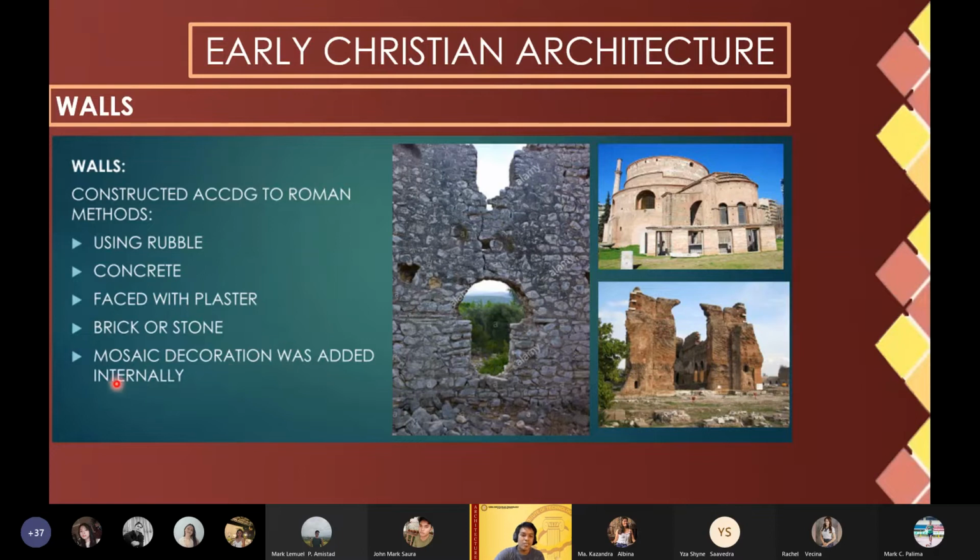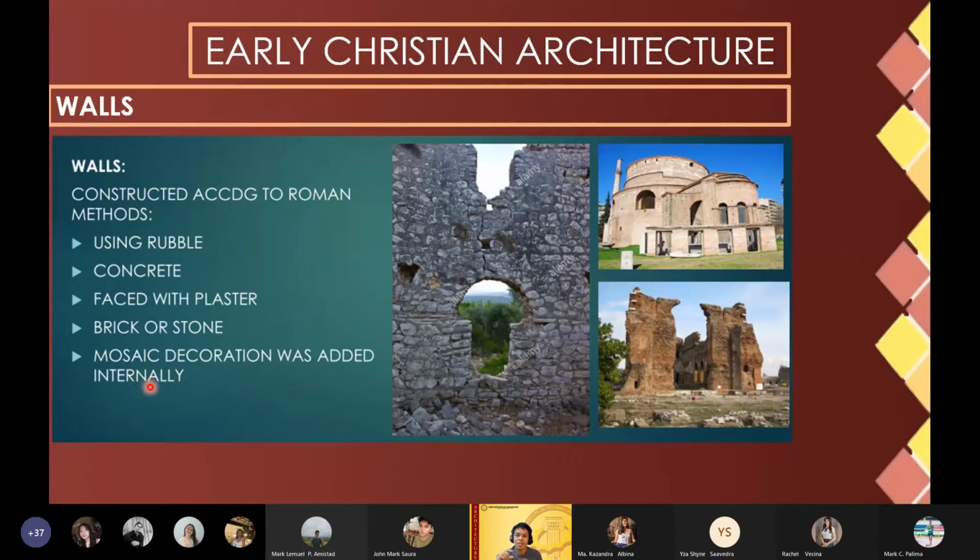Lastly, we have mosaic decoration was added internally. So after the plastering in the interior, they added mosaic. So again, early Christian in terms of walls, what do they use? They use rubble. Those are from the old Roman buildings. They use concrete, which was also invented during the Roman Empire. They faced the interior part with plaster.